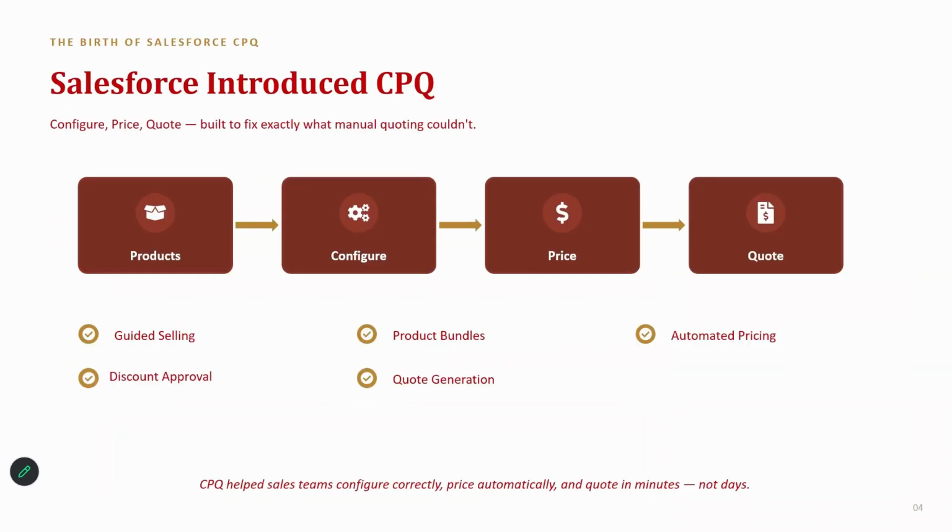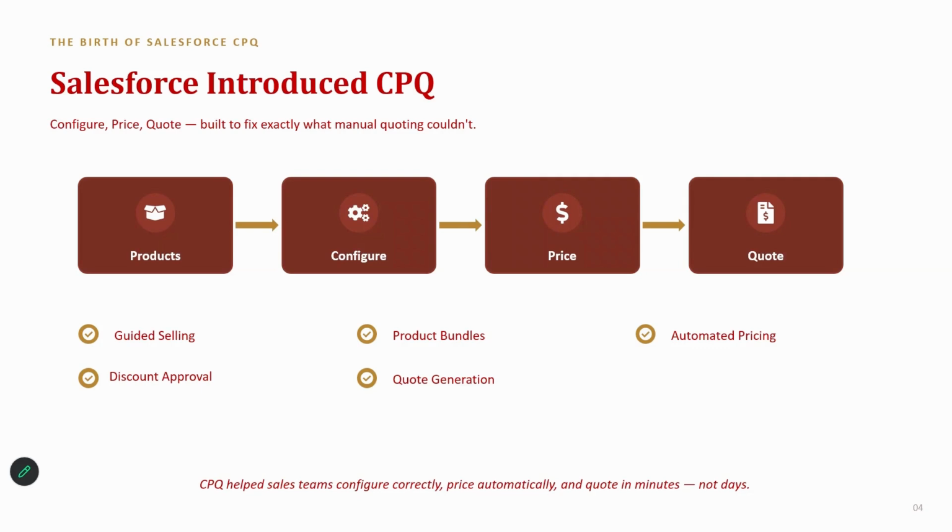To solve this problem, Salesforce introduced CPQ. CPQ stands for Configure Price Quote. Instead of building quotes manually, CPQ automates the process. It provides features like guided selling, product bundles, automated pricing, discount approvals, professional quote generation. Instead of taking days, sales representatives could generate accurate quotes within minutes.